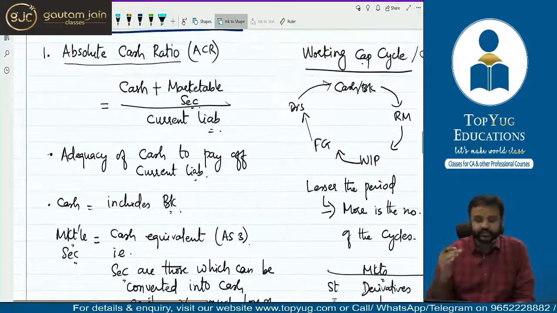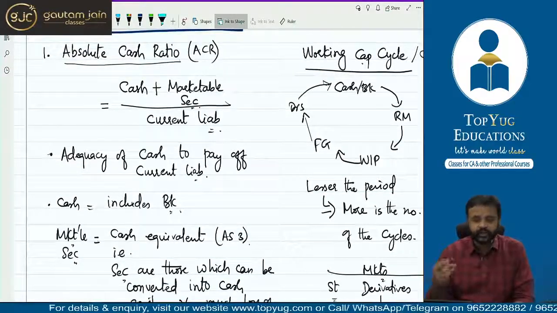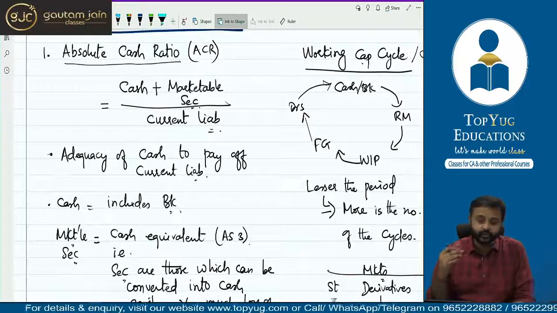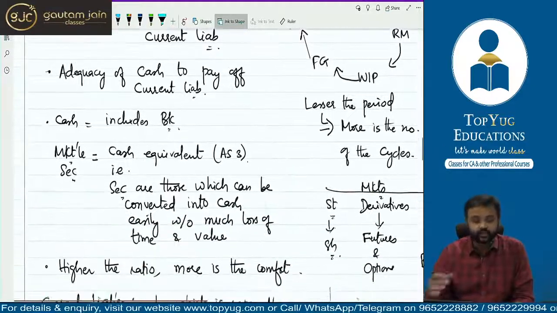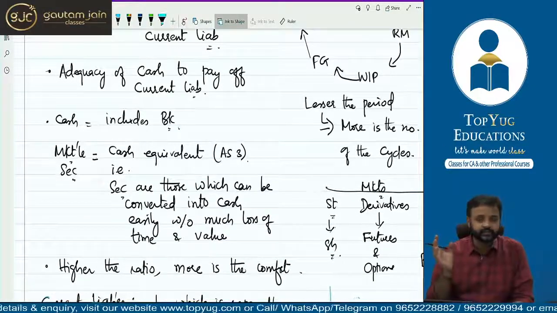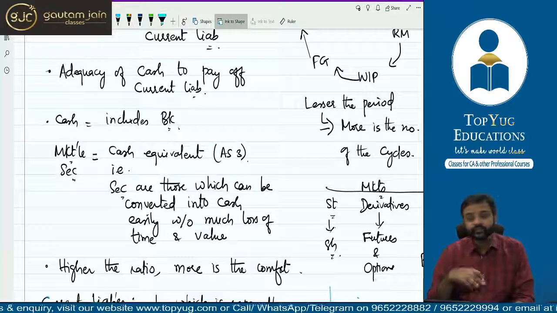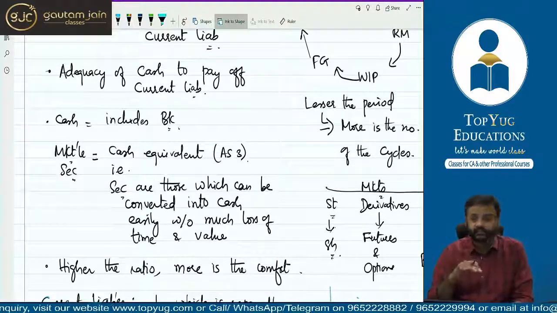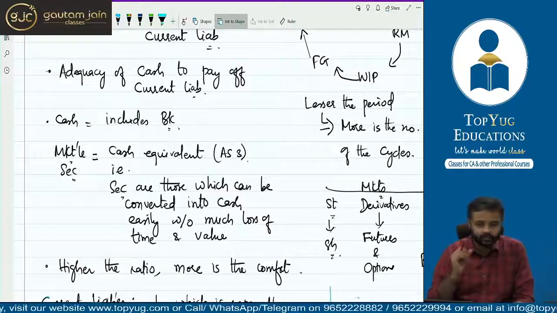Then, so we said, how do we calculate this? So cash plus marketable securities by current liability. So if you remember, I've told you what marketable securities are. Those are nothing but cash equivalents as per your AS3. So that is something which can be converted into cash easily without much loss of time and value, isn't it?